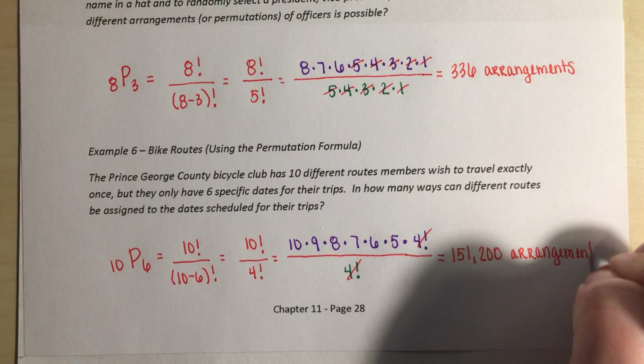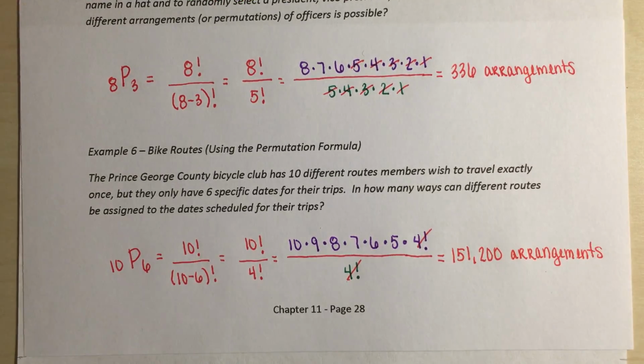All right. So permutations, again, remember order matters. In our formula, the first number is the number of things that we are selecting from. The second number, that r, is the number of different things that are being selected.